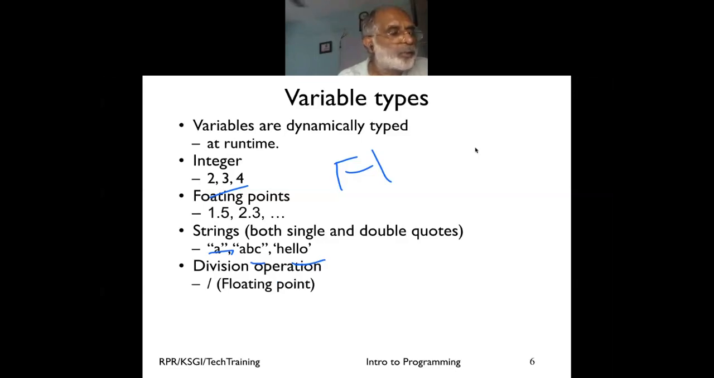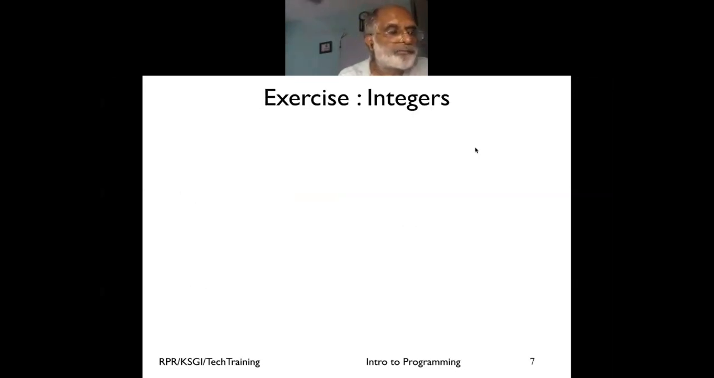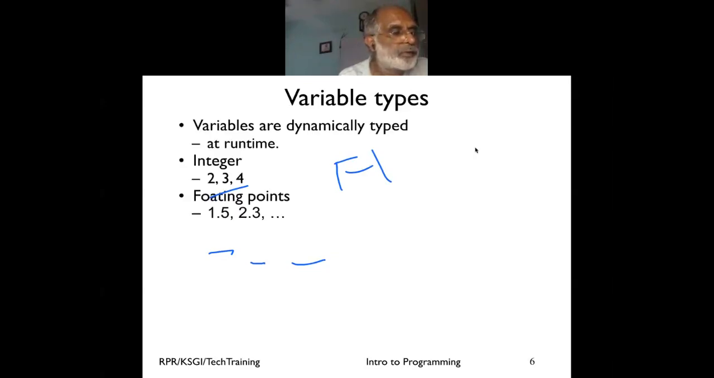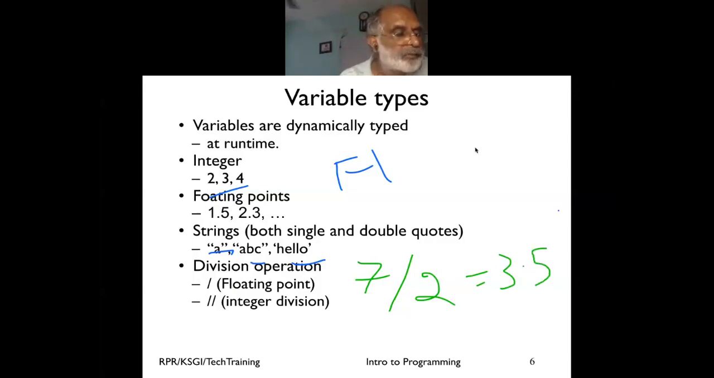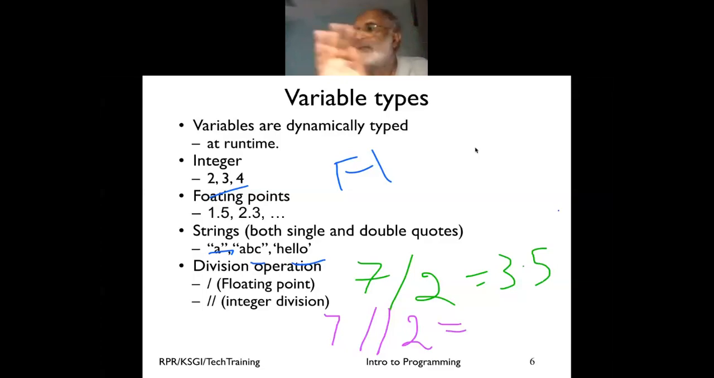Now we look at the division operation. Sorry, I went back. There are two divisions. One is called floating point, the other is called integer division. So if I were to say, let's say 7 by 2, this answer would be 3.5. That's floating point division. But when I say 7 //2, this means integer division and the answer would be 3. The fractional part is cut off.